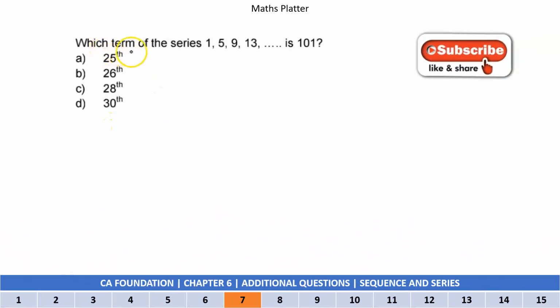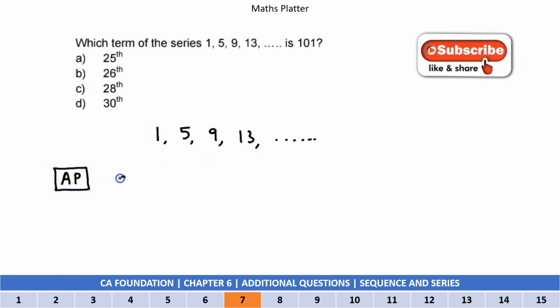The question is, which term of the series 1, 5, 9, 13 and so on is 101? So we have been given the series 1, 5, 9, 13 and so on. Now if you observe carefully, the difference between the consecutive terms is the same, right? So there's a difference of 4 between the consecutive terms. Therefore we could conclude that this sequence, or rather this series, is an arithmetic progression.